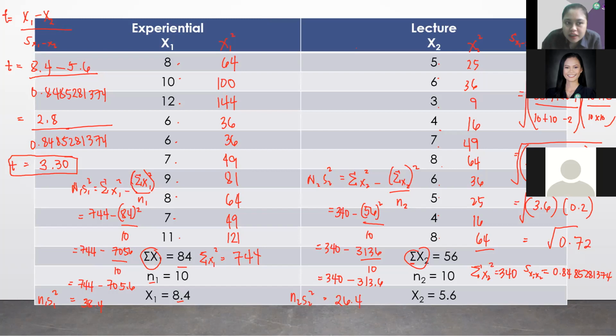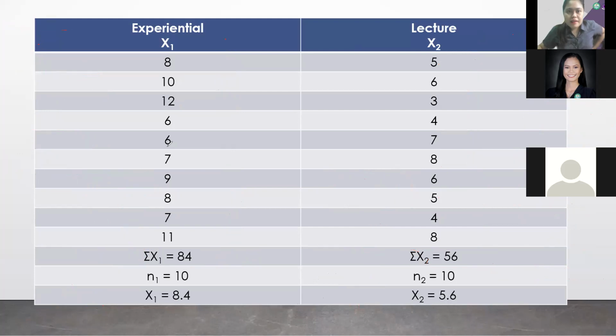I'll be deleting all the numbers or the writings now on the screen. Please take note of the t-score, that's 3.30. We need to interpret first what do you mean by the 3.30. Okay?